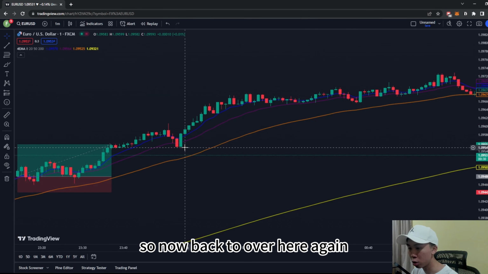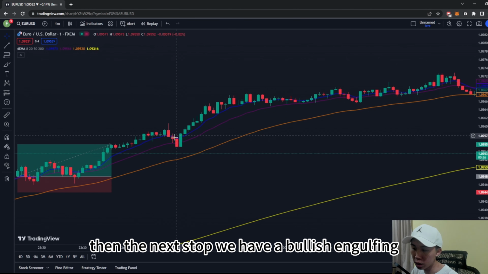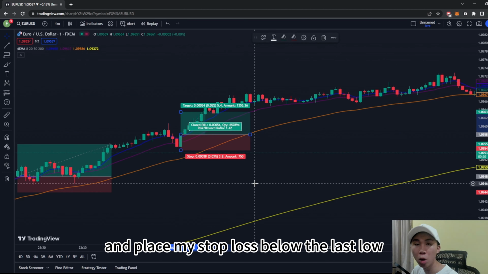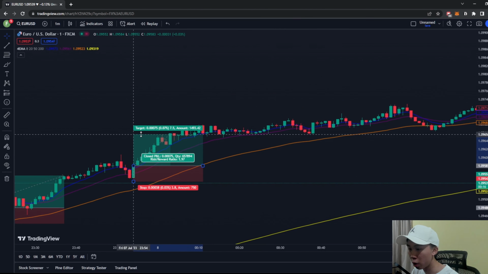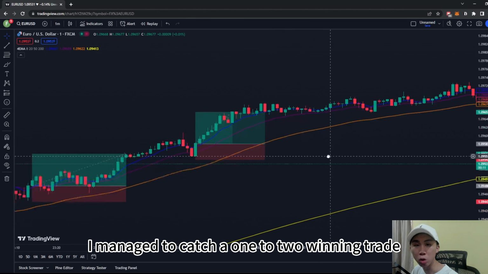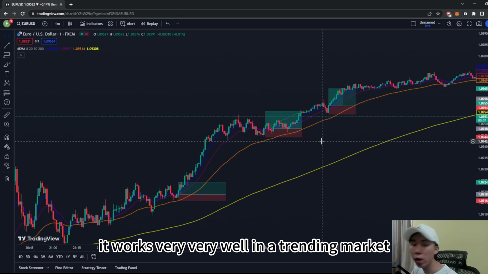Now back to over here again, it decides to come back down and retest. Next up, we have a bullish engulfing, so I'll place a buy trade here and place my stop loss below the last low. My take profit will be 1 to 2 risk to reward. And look what happened, I managed to catch a 1 to 2 winning trade. So as you can see, it works very, very well in a trending market.